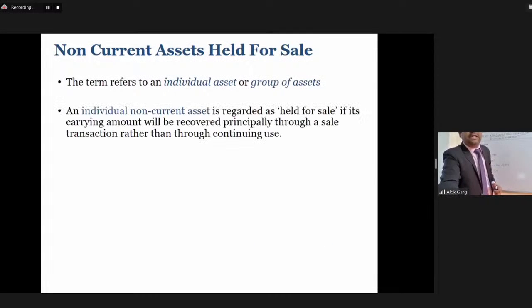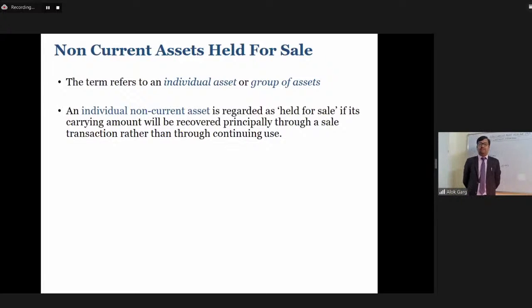Non-current asset held for sale. This term refers to an individual asset or group of assets. Okay. So if it is an individual asset, we will call it a non-current asset. If it is a group of assets, we will call it a disposal group. Okay. An individual non-current asset is regarded as held for sale if the carrying amount will be recovered principally through a sale transaction rather than through continuing use.